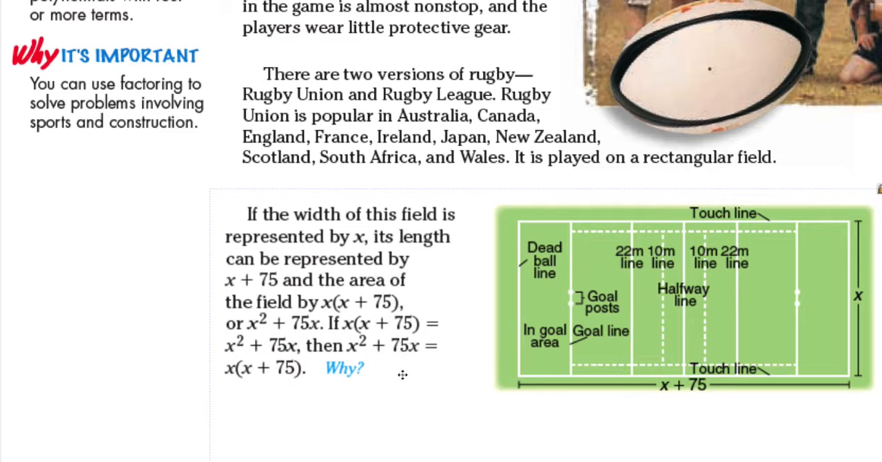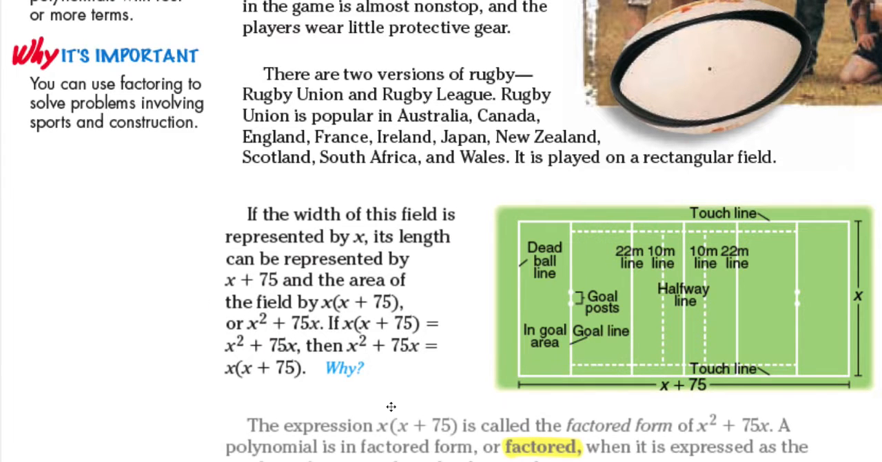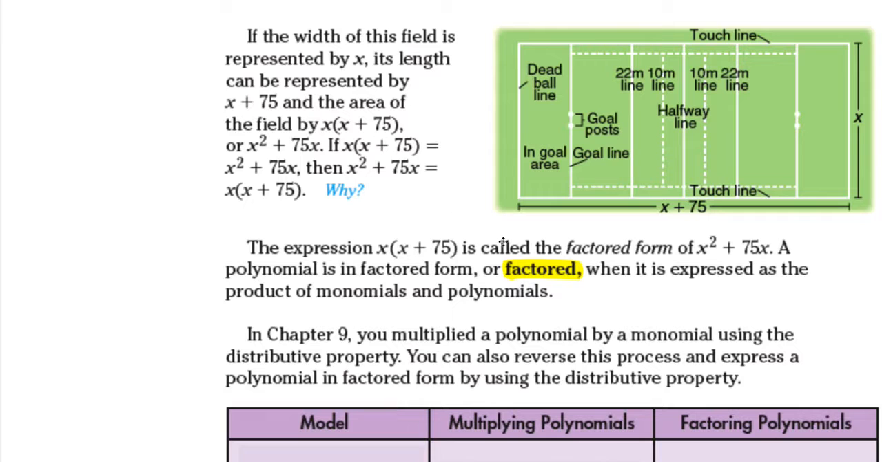The simple answer would be because of the distributive property. Okay, and this is the factored form of x squared plus 75x. So x times the quantity x plus 75 is a factored form of x squared plus 75x. So a polynomial is in factored form when it is expressed as a product of monomials and polynomials. Definition of factored form, write this down. It is in factored form when it is expressed as a product of monomials and polynomials.